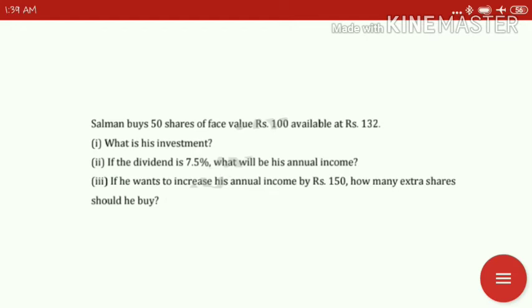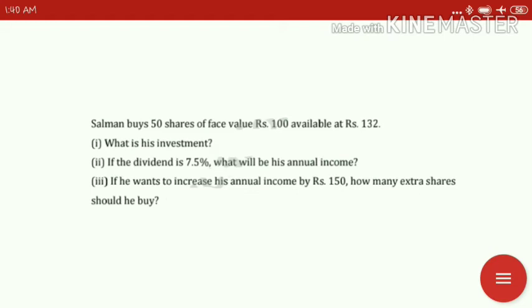The question states that Salman buys 50 shares of face value rupees 100 available at rupees 132. What is his investment? If the dividend is 7.5%, what will be his annual income? And if he wants to increase his annual income by rupees 150, how many extra shares should he buy? That is a directly straightforward question. You can find this question in your mathematics book, Understanding Mathematics by ML Agarwal. I have already explained the solution of this one in my previous video, in which I gave the solutions of 10 to 12 questions.